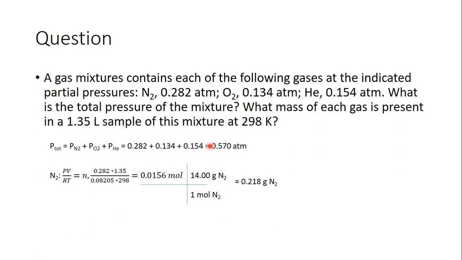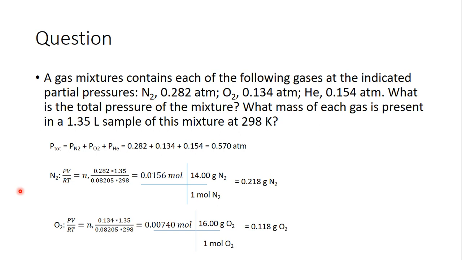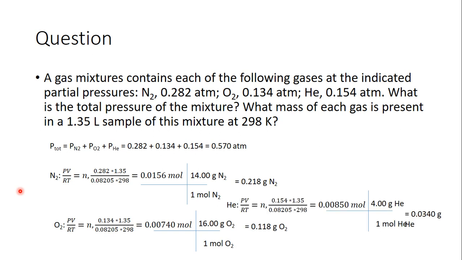And I'm going to do the same exact thing for the other two gases, where oxygen is 0.118 grams of oxygen, and helium is 0.0340 grams of helium. Sorry for the formatting there. And that is how we use partial pressures in an equation. And that's all we have for this video, and I will see you in the next one.